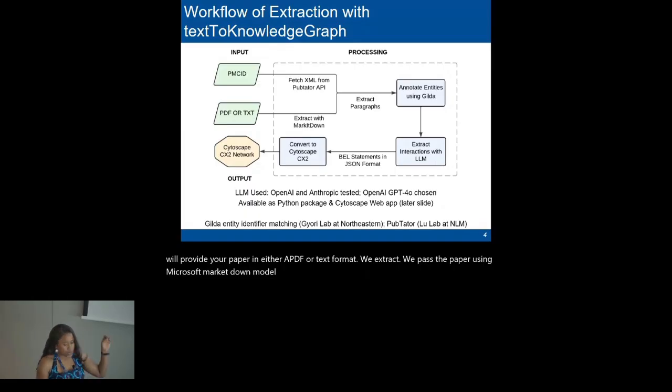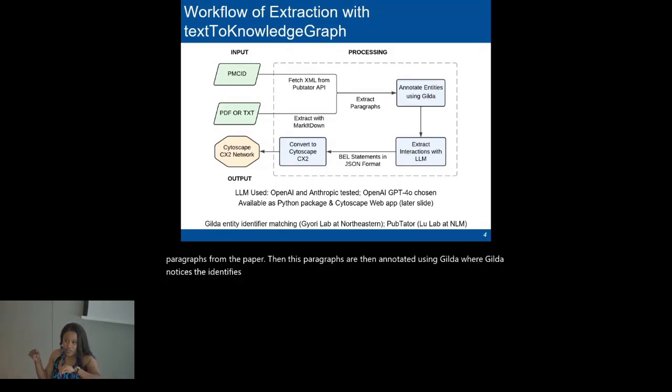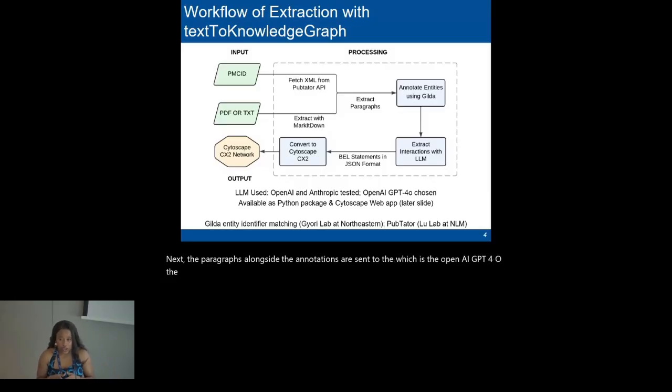extracts paragraphs from the paper. Then these paragraphs are annotated using Gilda, where Gilda identifies the entities in each of the paragraphs, then grounds these entities. Next, the paragraphs alongside the annotations are sent to the LLM, which is OpenAI GPT-4o. The LLM then extracts interactions, depending on these annotations, from the sentences. So the results we get from the LLM are BEL statements.